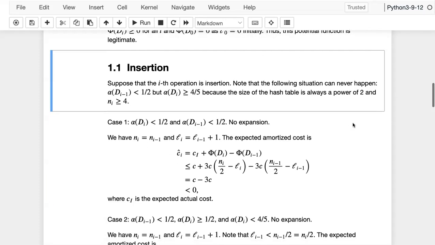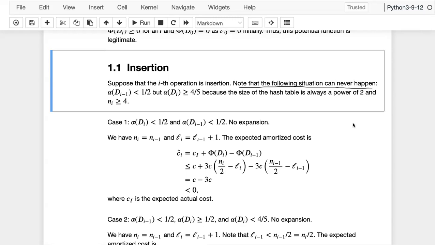So let's look at insertion. Suppose the i-th operation is insertion. First, we know that the following situation can never occur, which means that before the insertion, the load factor is strictly less than 1/2, but after the insertion, the load factor is at least 4/5.